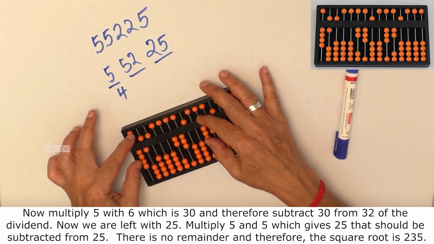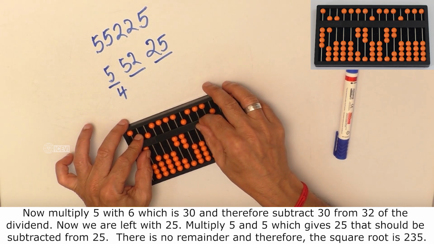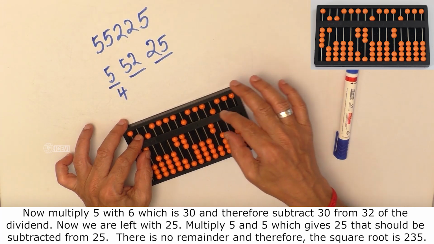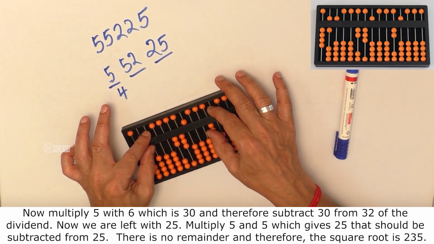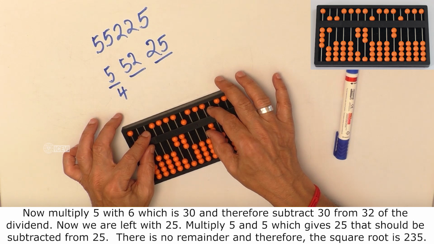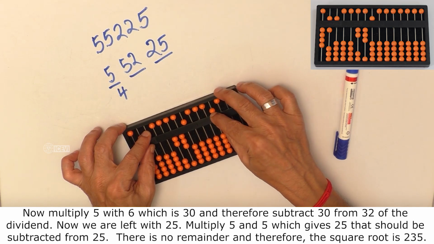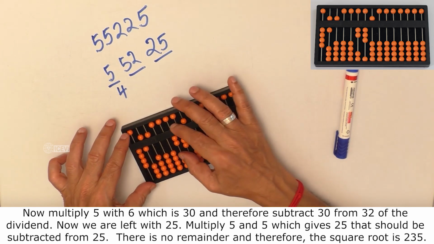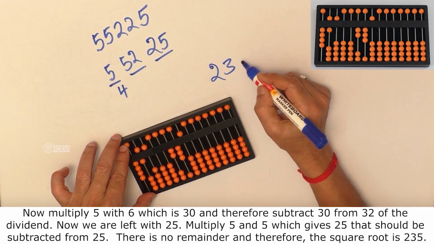Now multiply 5 with 6, which is 30, and therefore subtract 30 from 32 of the dividend, and at this stage we are left with 25. Now multiply 5 with 5, which gives 25. That should be subtracted from 25. In this problem, there is no remainder, and therefore the square root is 235.